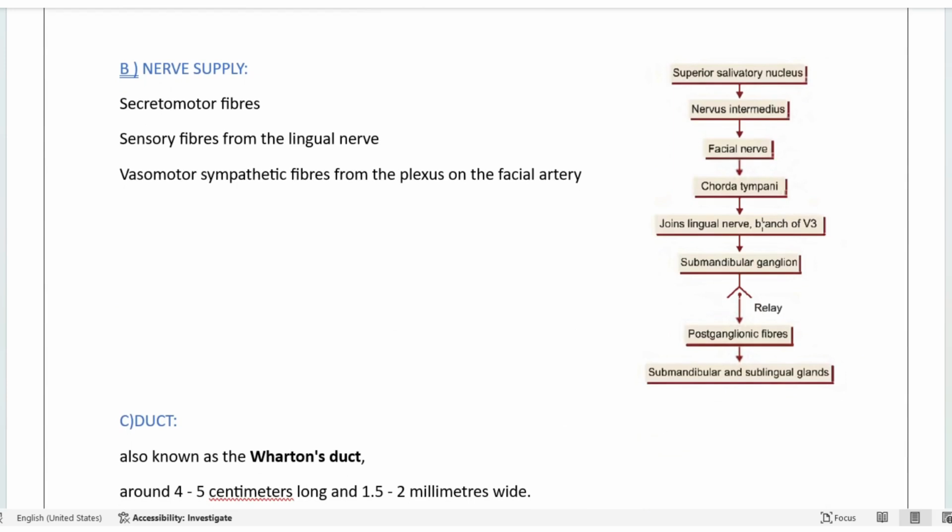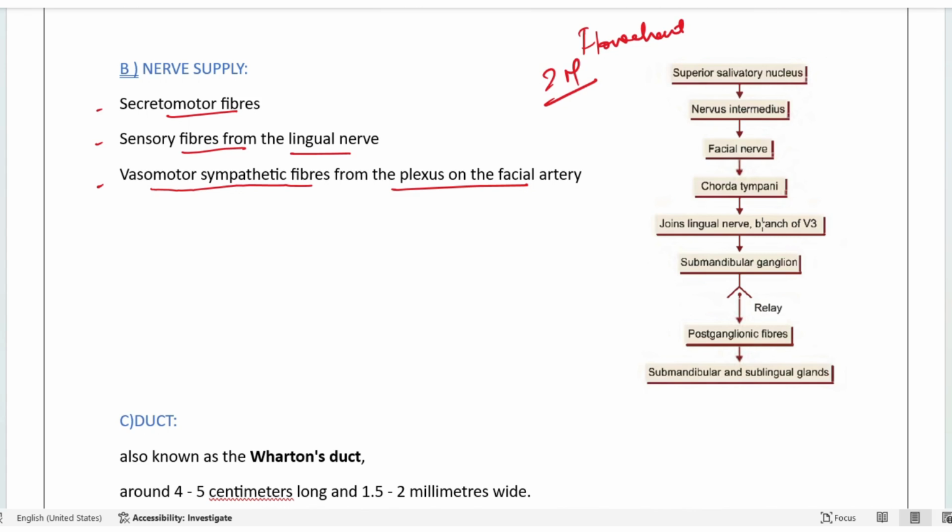Now coming to the nerve supply, it's a little tricky because you'll have to draw this flow chart which will directly fetch you 2 marks. But just for reason, just mention 3 points: that secretomotor fibers are there, sensory fibers are present from the lingual nerve, and we have vasomotor sympathetic fibers from the plexus on the facial artery. Writing these 3 points, you can draw a flowchart. It will directly fetch you 2 marks.